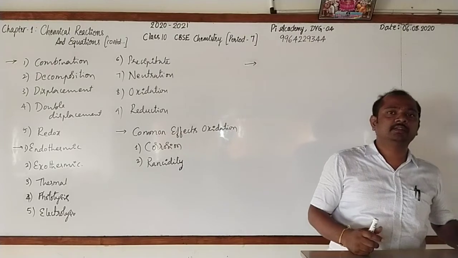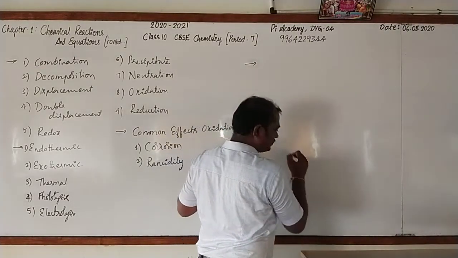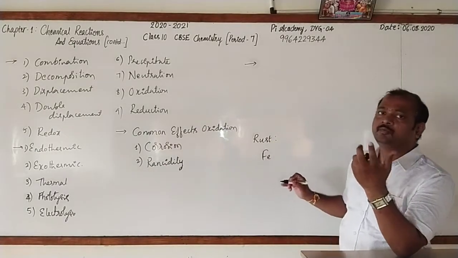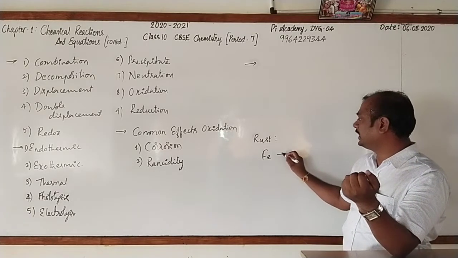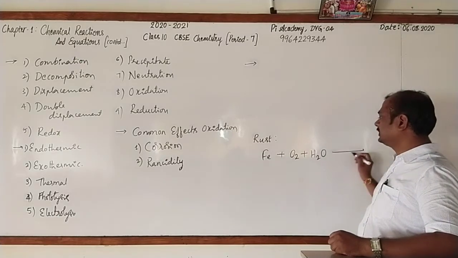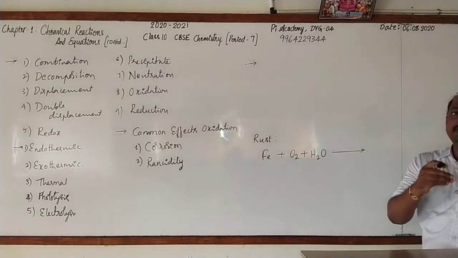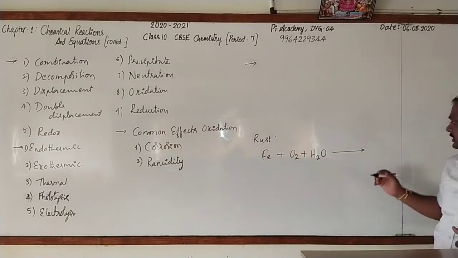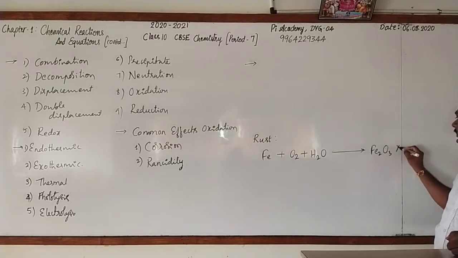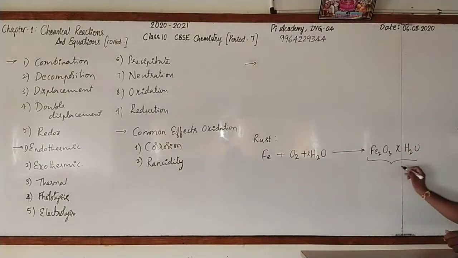Then you all may be thinking, what is rust? Here, observe. When an iron nail or iron metal reacts with oxygen present in the air and also water vapors present in the air, it develops brown patches on its surface, and this is Fe2O3.xH2O, and this is called rust.